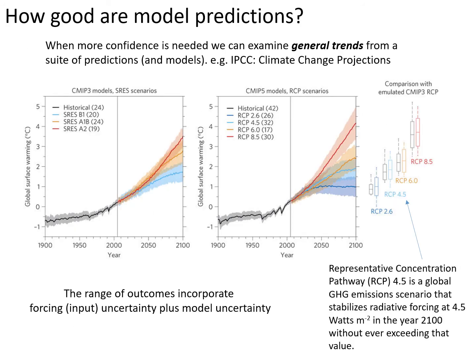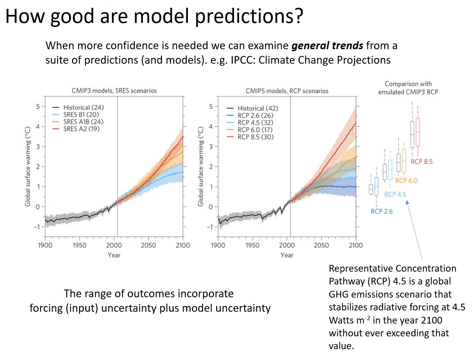One way to get better confidence in your model predictions is to look at more general trends from a suite of predictions, so a suite of models. And so the IPCC does this with climate change projections, and there is a long-standing project that is the Model Intercomparison Project, Climate Model Intercomparison Project, CMIP.